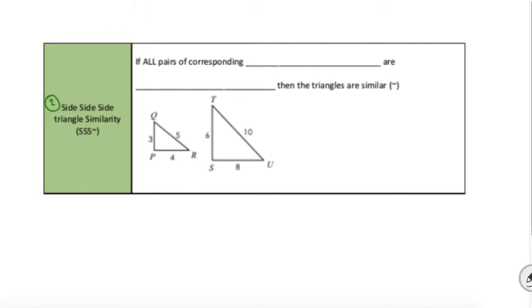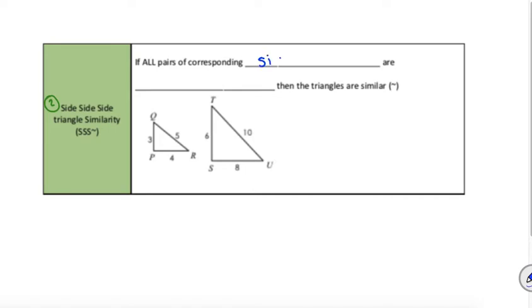And so what we need when we're doing similar objects is all pairs of corresponding sides, and this time they're not going to be congruent because 3 isn't congruent to 6, 4 isn't congruent to 8. We're not trying to make these congruent objects. We want them to be similar objects. And the relationship that sides have is proportional. So we need proportional side, proportional side, proportional side.